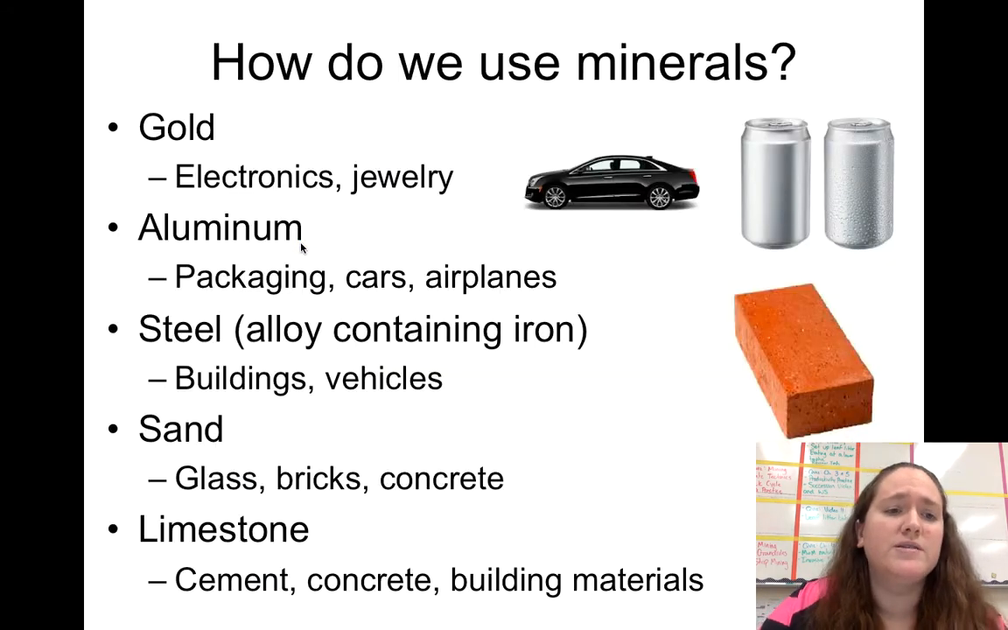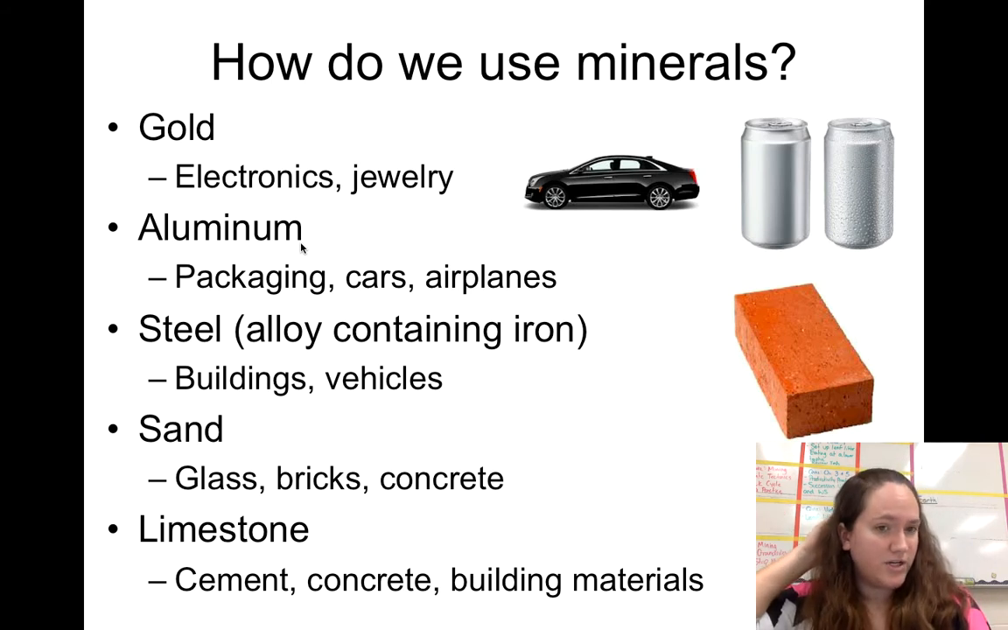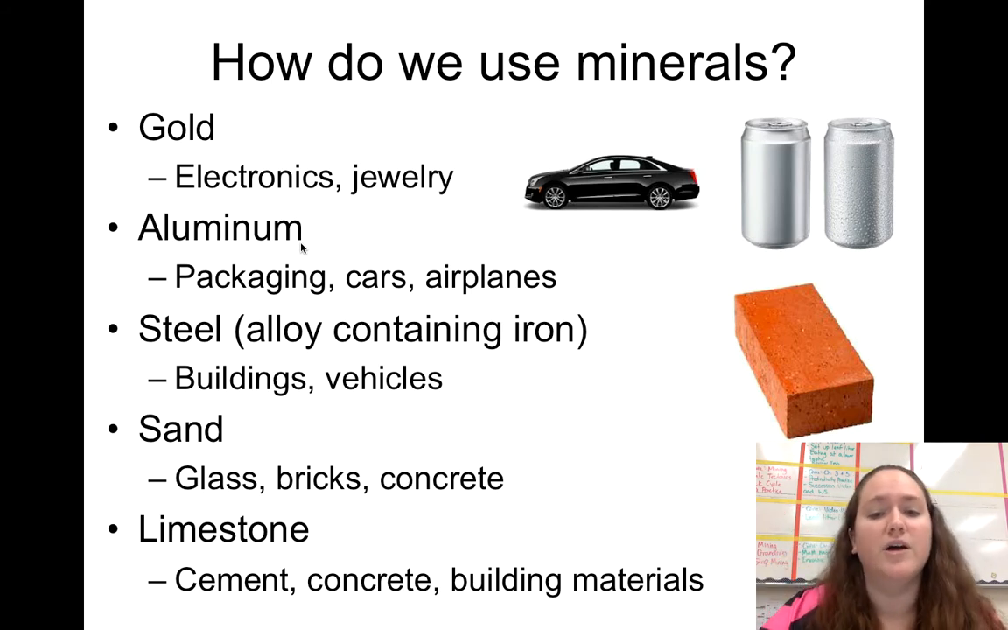How do we use these things? You need to have a couple of examples. Gold is in not just jewelry, but electronics. So your cell phone, computer, everything electronic basically has a certain amount of gold in it. We're talking very small amounts. Aluminum, we know about aluminum cans, but we also use it in cars, airplanes. Steel will also be in vehicles and airplanes. It contains iron. We use it in buildings, anything you want to be very sturdy and not fall. Sand, we use it to make glass, bricks, concrete, and limestone we have to make cement, concrete, and other buildings. Most tombstones, for example, are made out of either limestone or granite.